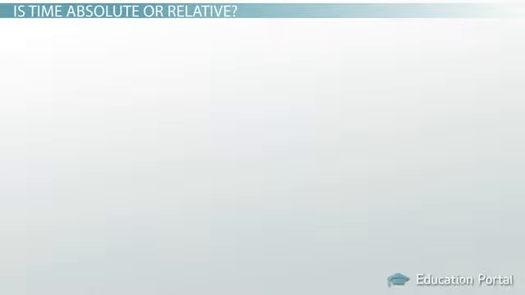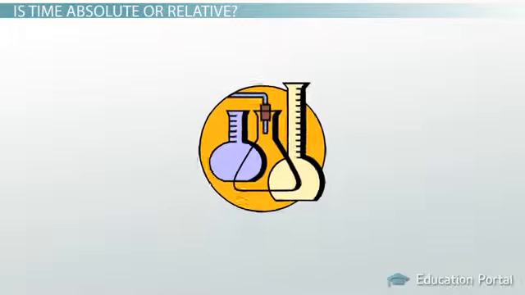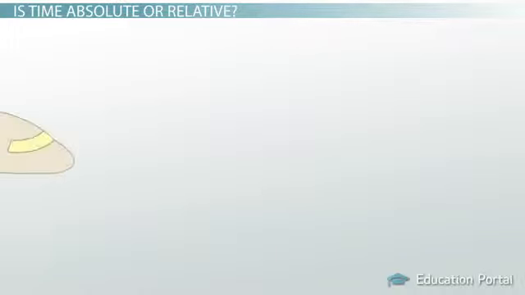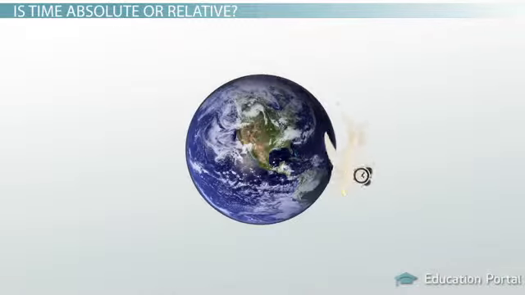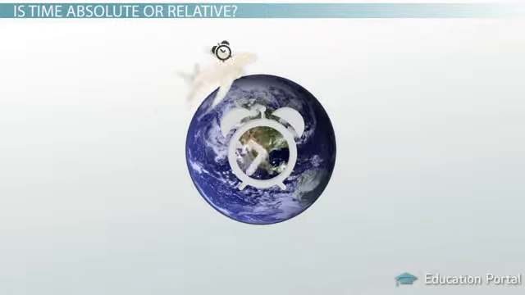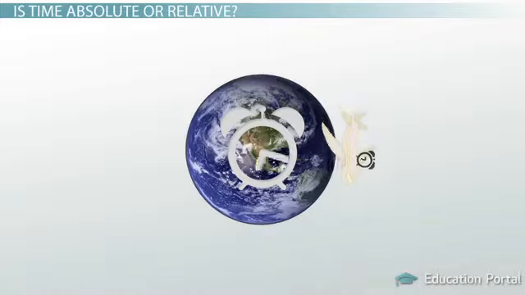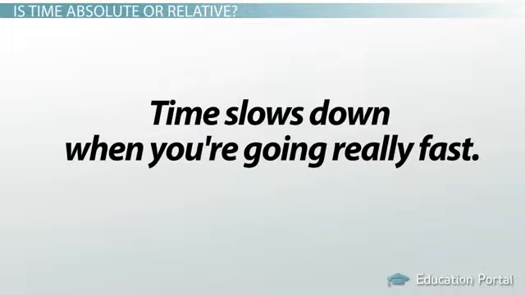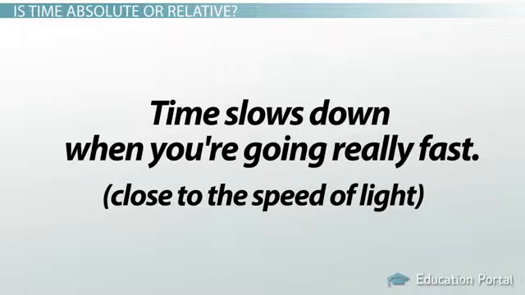In the 1970s, scientists did an experiment on the effect of speed on time. They put atomic clocks on fast-moving planes and had them fly around the Earth twice. When compared with the same atomic clocks sitting on Earth, the clocks on the planes slowed down. In other words, not as much time had passed on the planes. Once again, time slows down when you're going really fast, close to the speed of light.